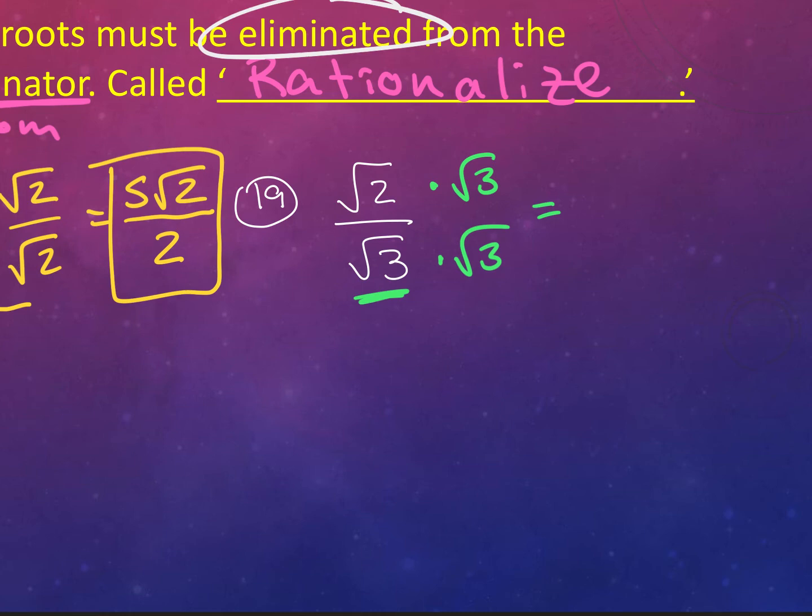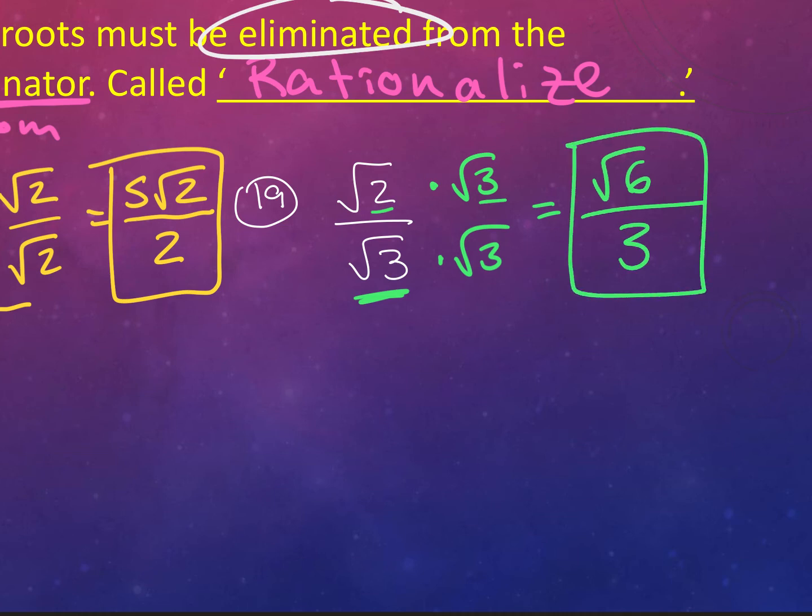On the top, what is square root 2 times square root 3? Awesome. Square root 6. Since they both have a square root, we can combine them together under one radical. So square root 6, we just multiply the insides together. And then what's square root 3 times square root 3? 3. Perfect. And that's our answer.